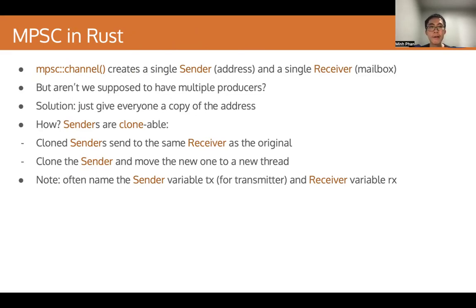How do we do that? Well, the Sender struct is clonable. That means that you can clone the sender, and these new senders will send to the same receiver as the original. So what we can do to achieve MPSC between threads is to just clone the sender and move the new one to a new thread. A little note here is that throughout the lectures and assignments, we will often name the sender with the variable name tx for transmitter and the receiver with the variable name rx for receiver.